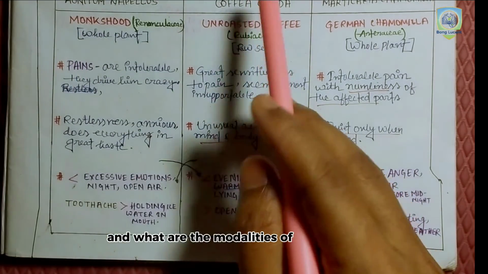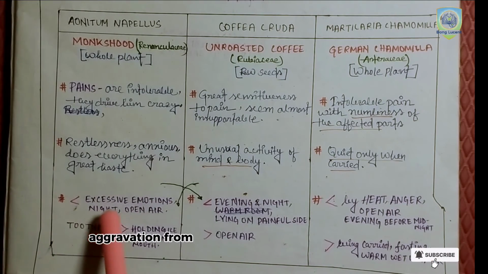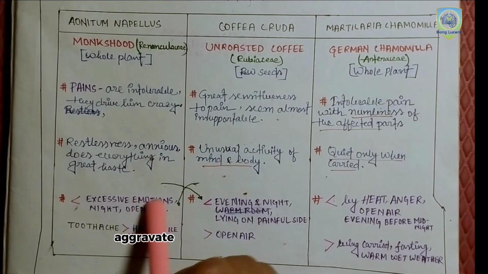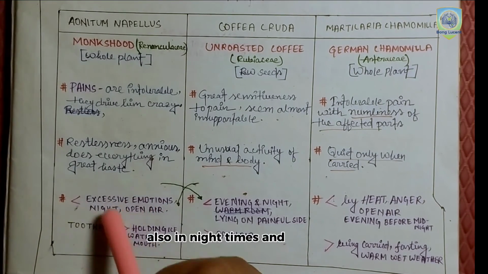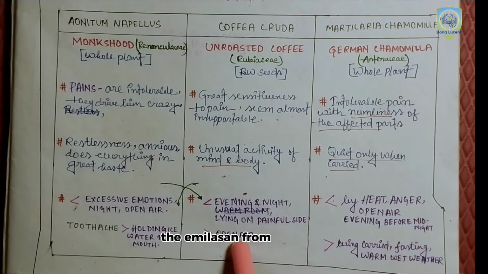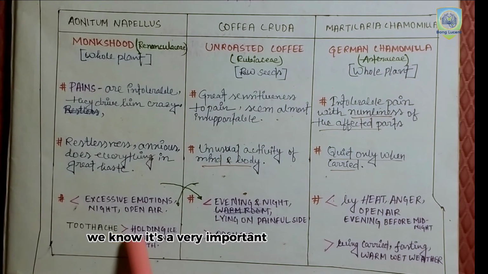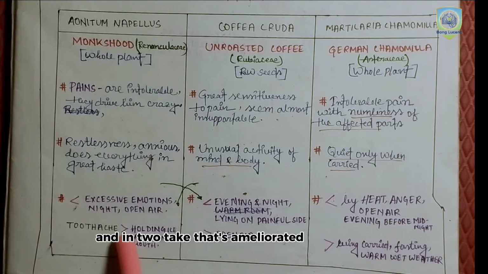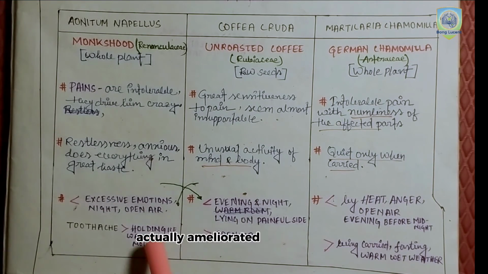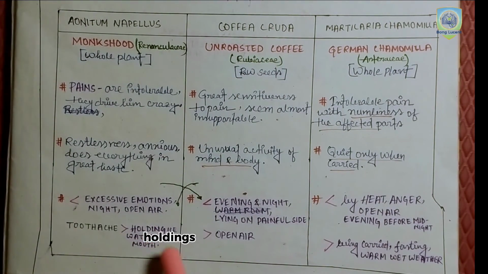And what are the modalities of Coffea cruda? In Coffea cruda, the modalities are aggravation from excess emotions, night, and open air. Excess emotion is a key symptom that aggravates all the symptoms, also at night and in open air. You see it is the opposite, because in Aconitum napellus there is amelioration from open air, but in Coffea cruda aggravation from open air. Or in Coffea cruda, we know it's a very important remedy for toothache. The toothache is ameliorated by holding ice cold water in the mouth. Actually ameliorated by cold water. That is a characteristic symptom of Coffea cruda, and this is a keynote symptom: holding ice water in the mouth.